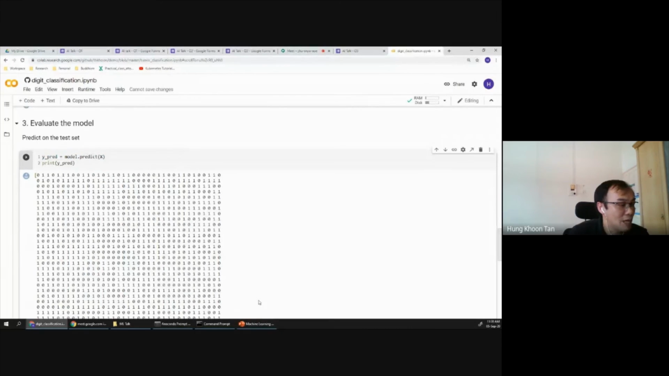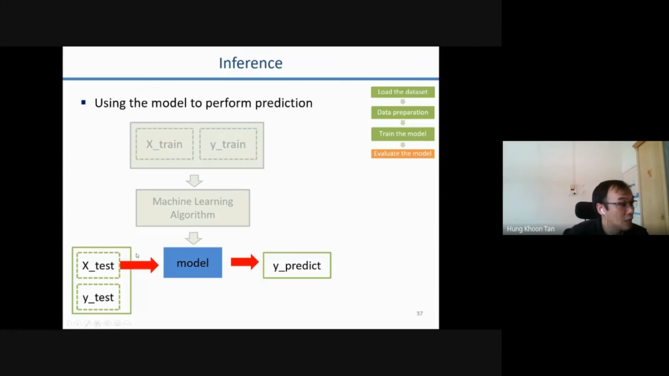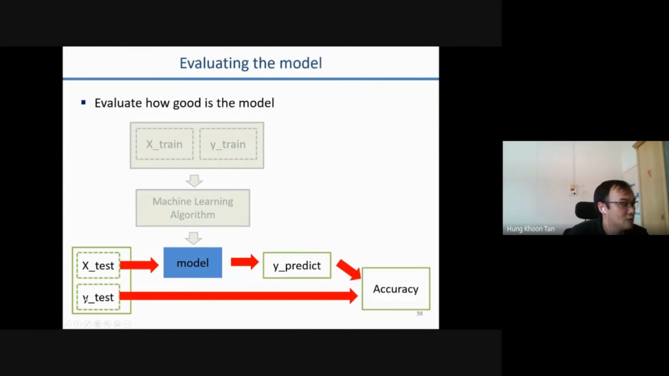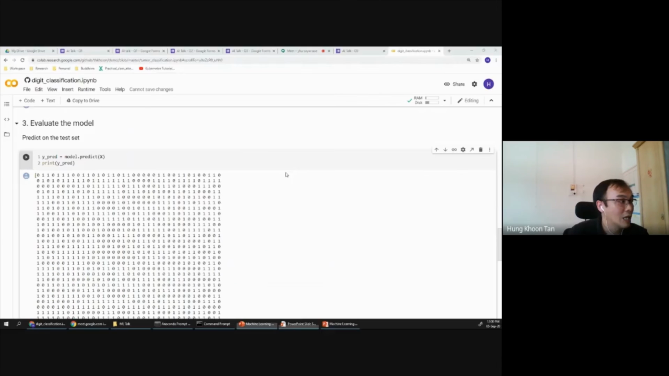So you want to compare the performance of your model, the y predict that you get from your model, against your test data, so that you see how well your model really does. And that is what we call model evaluation. How well is my model really doing as compared to the actual value?